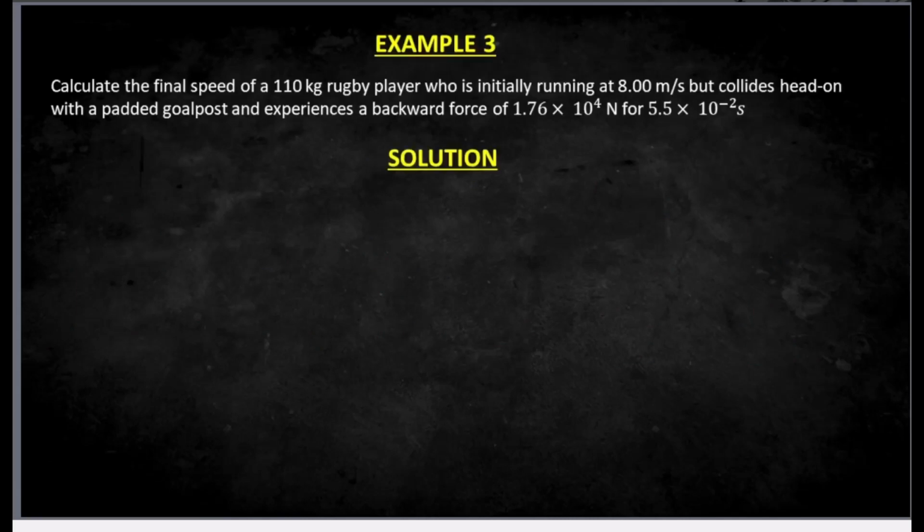And number 3. Calculate the final speed of a 110 kg rugby player who is initially running at this speed, but collides head-on with a goalpost and experiences a backward force of this for these seconds. Remember, we are going to find the final speed, Vf. We are given the initial speed Vi as 8 meters per second. The mass of the rugby player is 110 kg. And the force F, because it's a backward force, is going to be minus 1.76 times 10 to the power of 4 Newton.